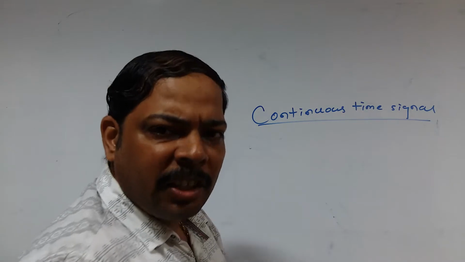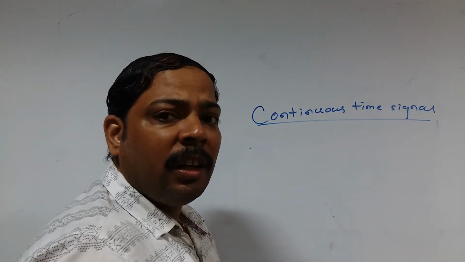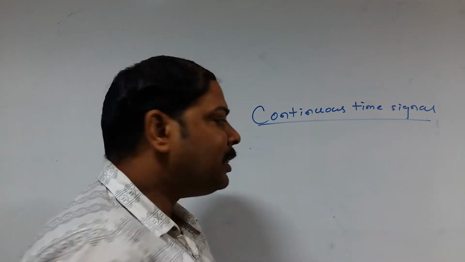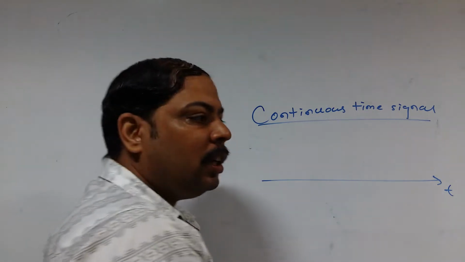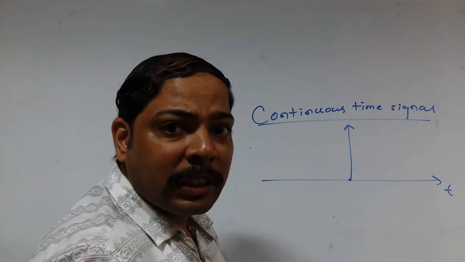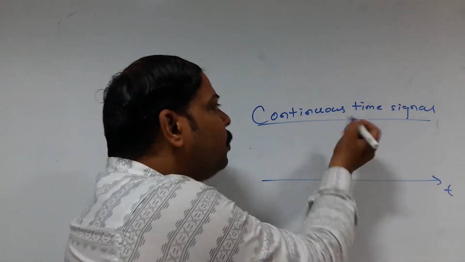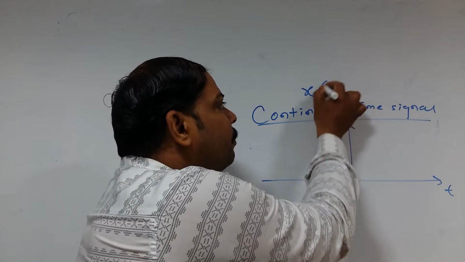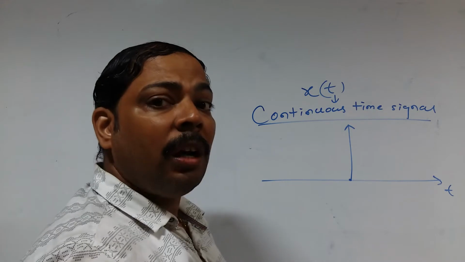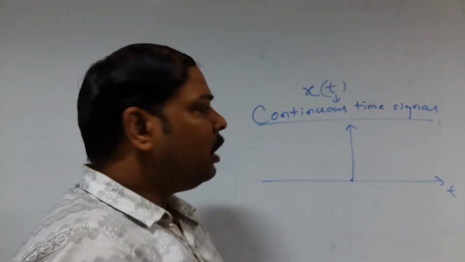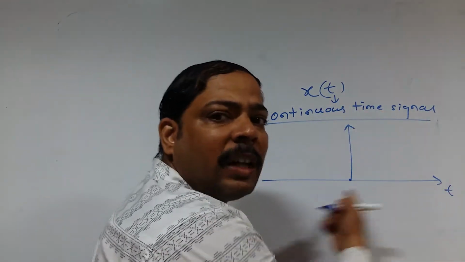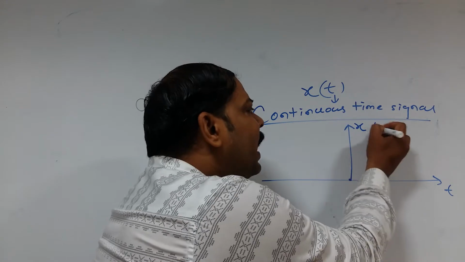Whenever you are discussing any signal, you consider the time axis extending from minus infinity to plus infinity. Suppose this is your time axis, and this is your signal axis. Whenever you are discussing a continuous time signal, the representation you use is x as a function of time. As I told in the last discussion, t is the independent variable and x is the dependent variable.